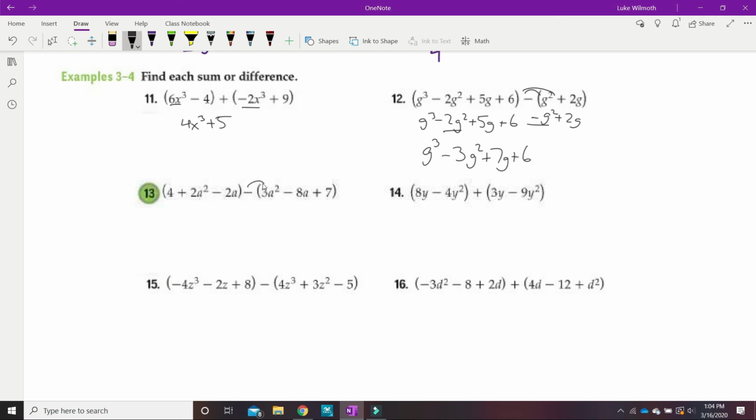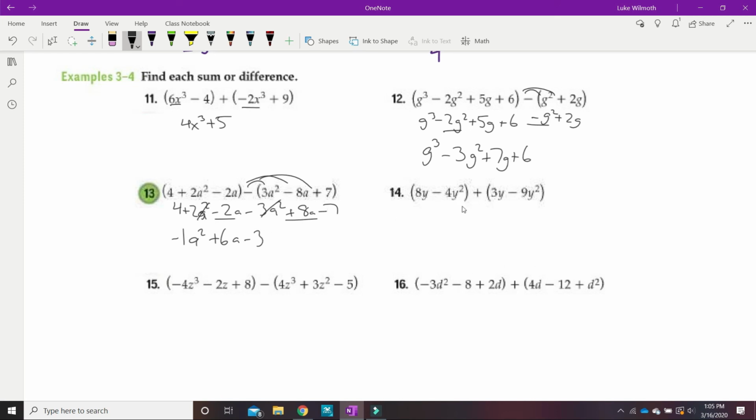Here it's a negatives or minus, so I have to distribute the negative. 4 plus 2a squared minus 2a minus 3a squared plus 8a, because it distributes, the sign changes, minus 7. So that's an a squared there. So anyway, I've got the 2a squared minus 3a squared is going to be negative 1a squared, because 2 minus 3 is negative 1. Then I have negative 2a plus 8a is going to be plus 6a. And then finally 4 minus 7 is negative 3.